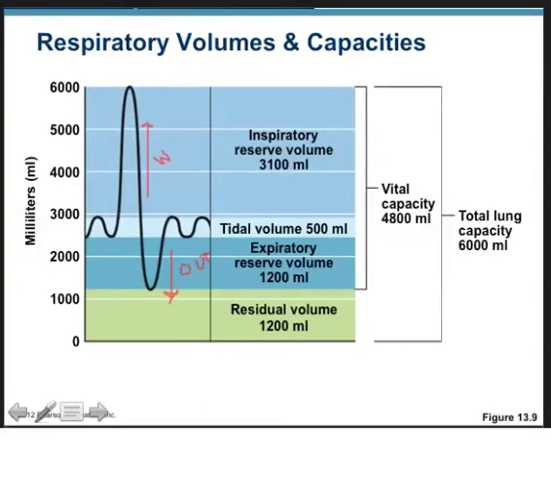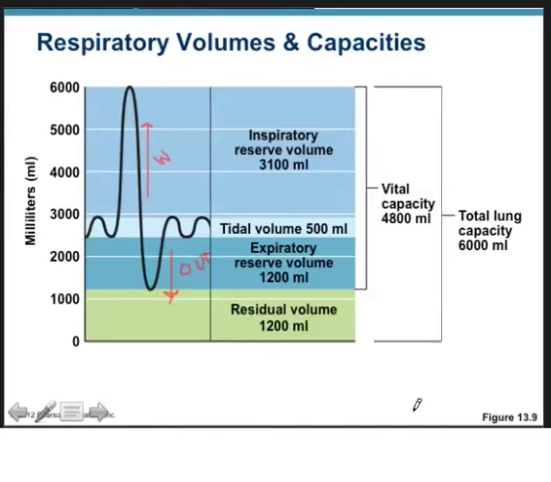Normal breathing, as you're just sitting there breathing quietly, moves about half a liter of air in and out of the lungs with each breath. This is what we define as the tidal volume, and it is indicated here by this light blue bar. You can see 500 mils as the amount of air that you move in and out in a normal breath. Many factors will affect this capacity. They include a person's size, sex, age, and physical condition.